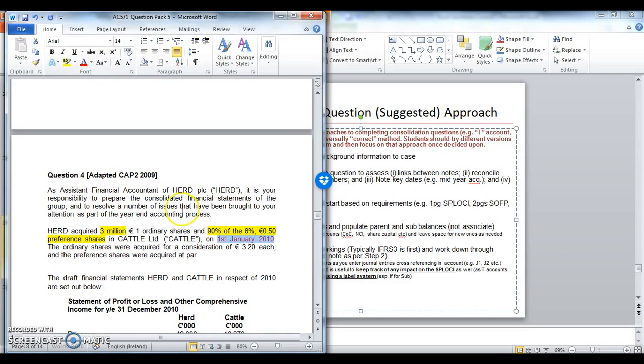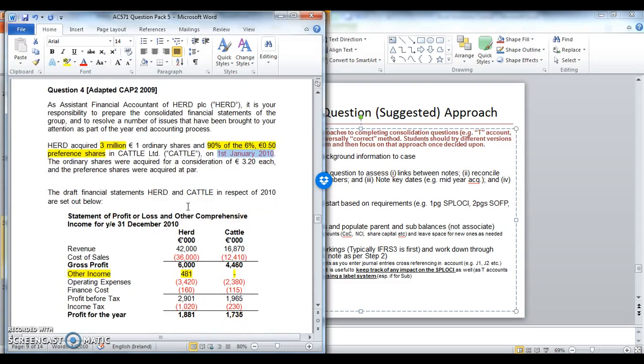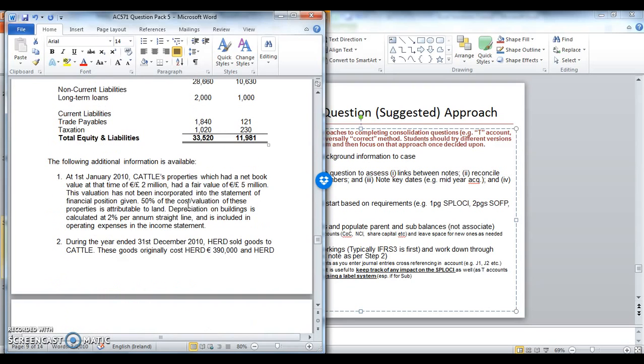So again we're okay from a perspective of it's a current year acquisition and it's for the full year, so there's no pro rata allocation. So if we look at the notes, we say at the 1st of January, which was the date of acquisition, properties had a net book value of 2 million, had a fair value of 5. So straight away we know there's going to be a fair value adjustment, IFRS 3.